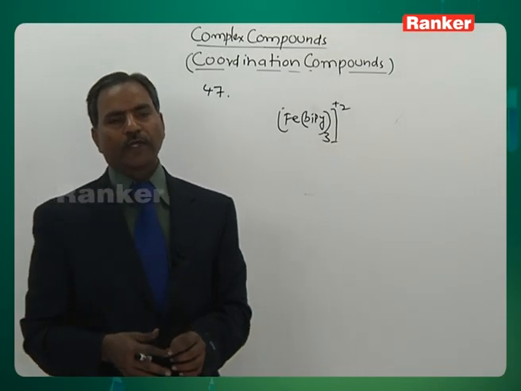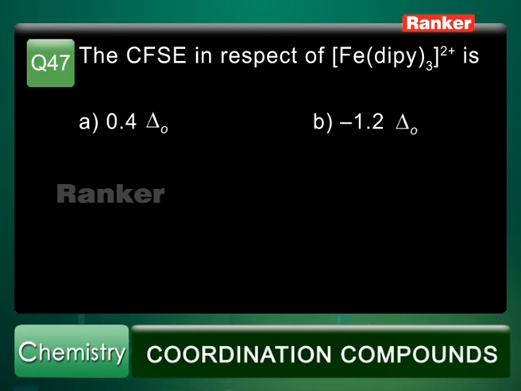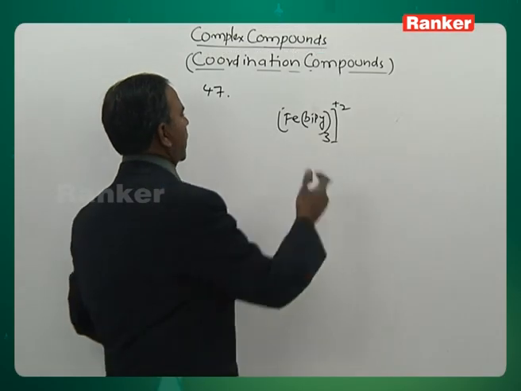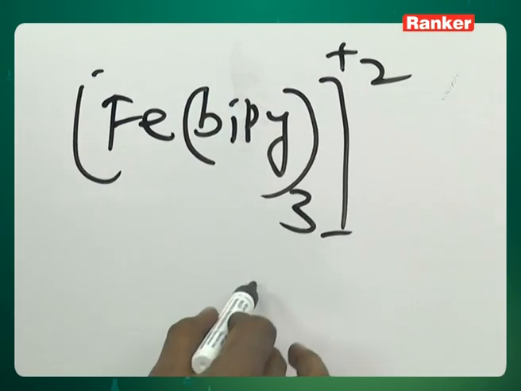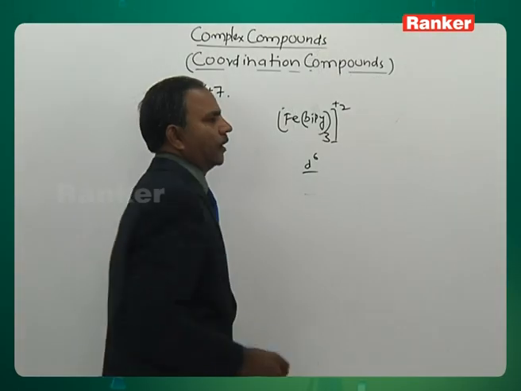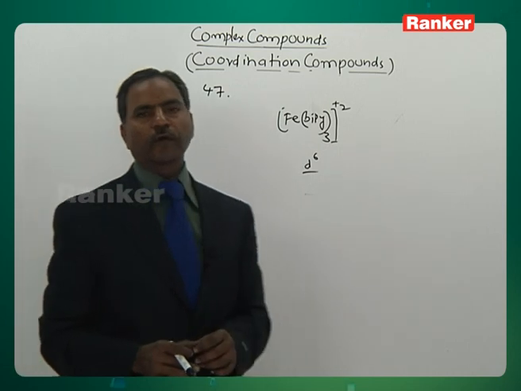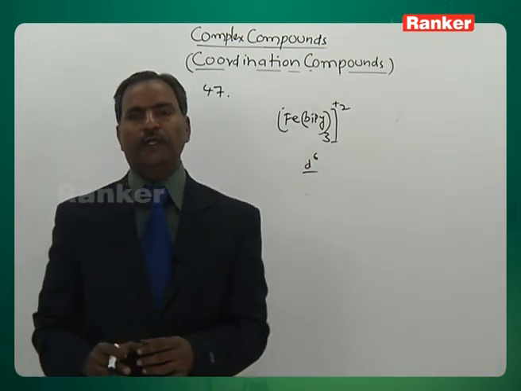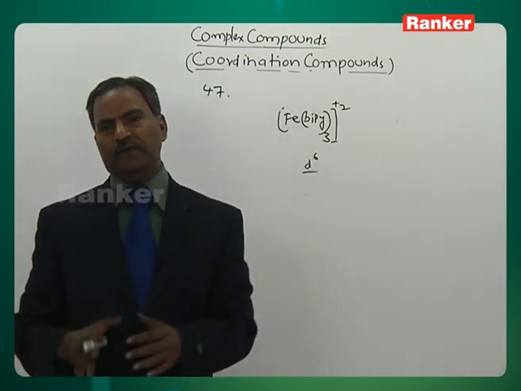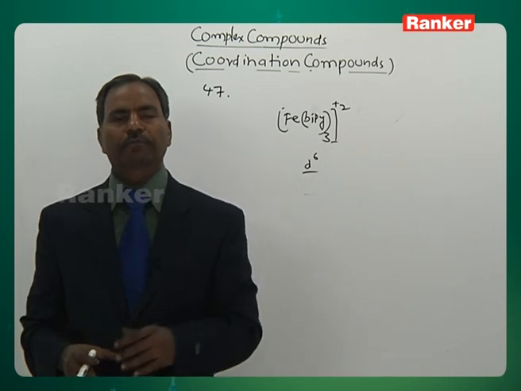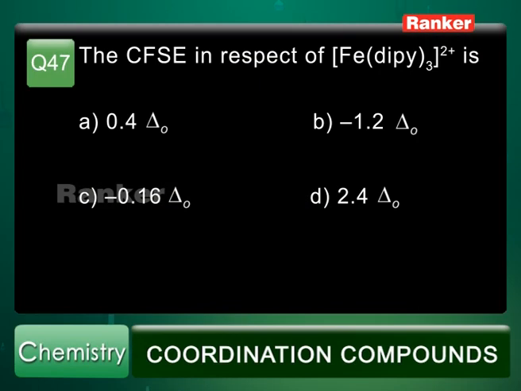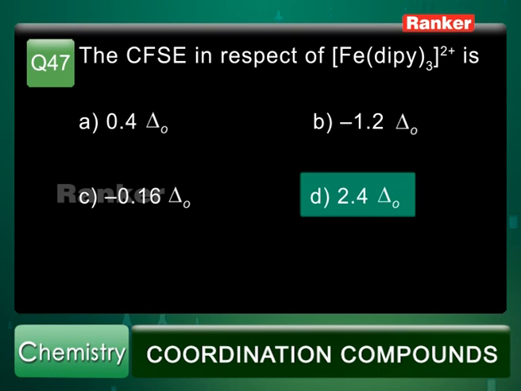Let us see question number 47. The CFSE in respect of [Fe(bipy)3]2+. This is the complex. Iron +2 means remaining d6. Since bipy is strong field, all the electrons get paired in the t2g level. t2g6, 6 into 0.4 is 2.4. Therefore, 2.4 Δo is the answer. So the answer is D.